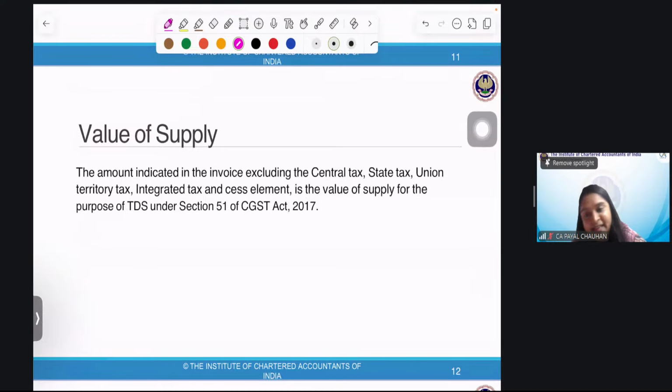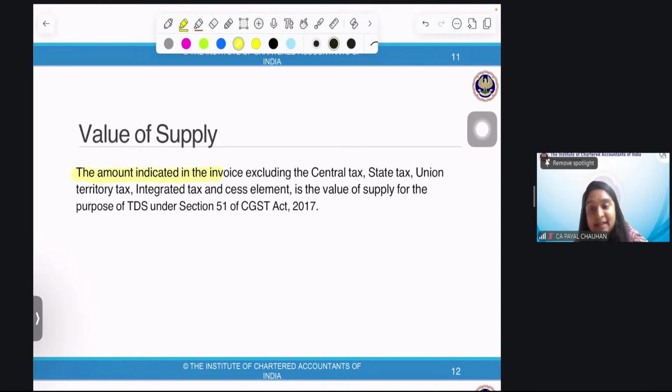Now, yes, Kuldeep, we'll do more of value of supply. Okay, tell me, is the exempted value of goods computed here under value of supply? Okay, element of GST? Element of GST? Simple, we've done it. Perfect, that's the question.